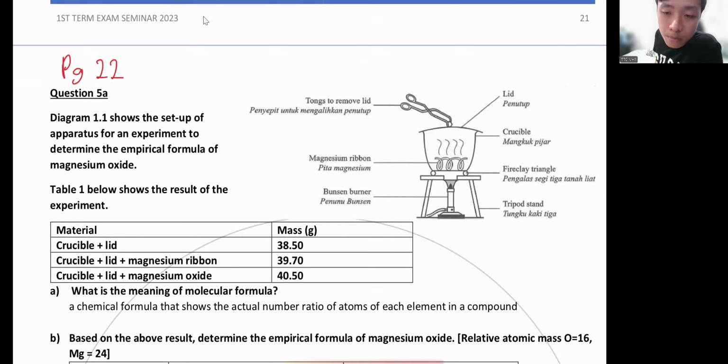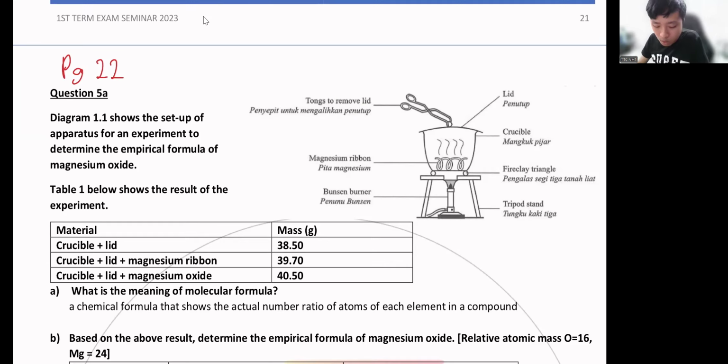This one you do in school normally. Just now the CuO, because it's dangerous, it might explode. But this one is not. I think some teachers have already done it, some teachers will do it next week. So diagram 1.1 shows the setup. Did before already. Okay, very good.